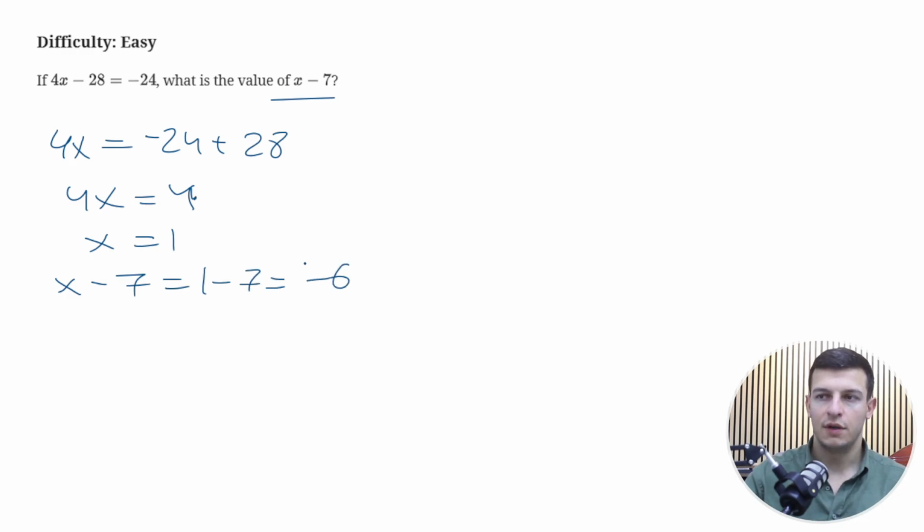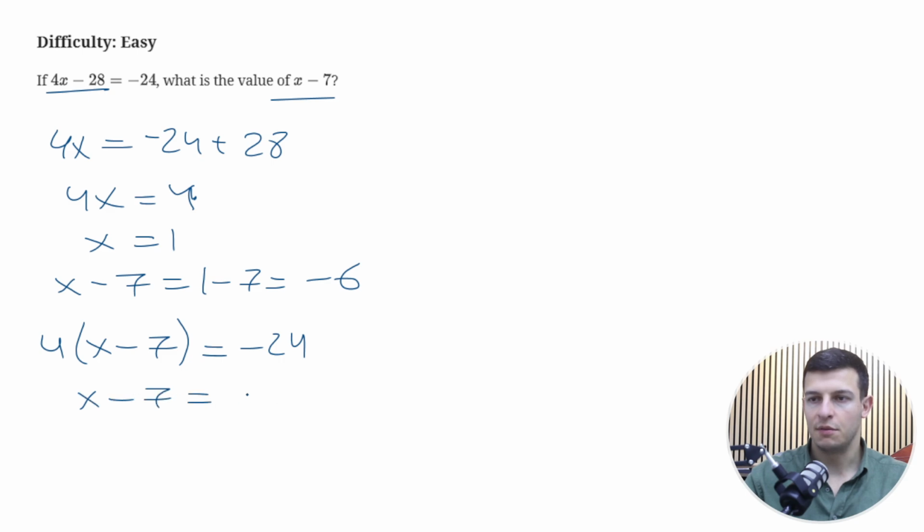Or, if you are good with numbers, and you can recognize that there's actually x minus 7 hidden inside this, you can see that 4 times (x minus 7), if you factor out 4, is equal to negative 24, and then you can easily find x minus 7 by dividing both sides by 4, which gives you negative 6. But then again, you have to be able to recognize that there is an x minus 7 hidden inside. That's why it's important to get good with numbers. Even if I know a calculator can solve it, if you can't see that 28 is 4 times 7, that may slow you down.